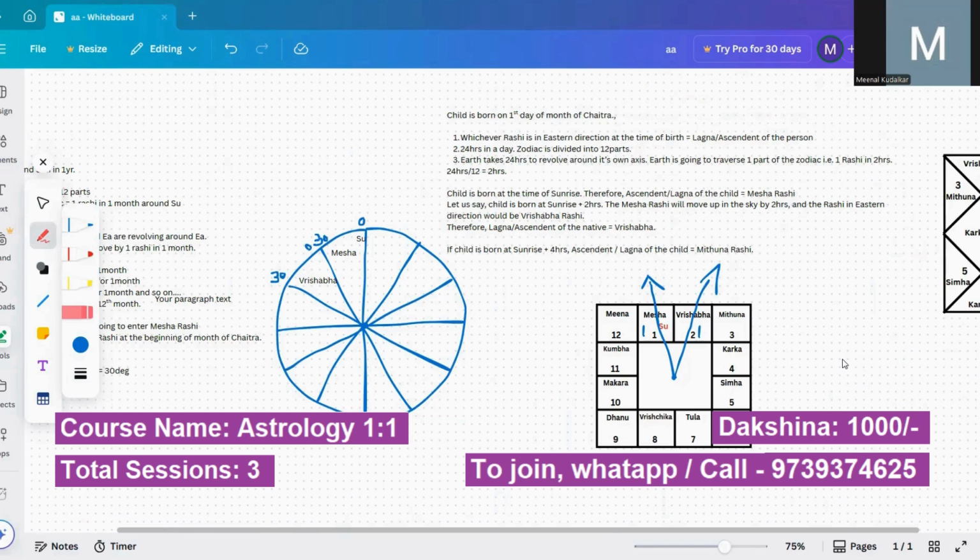So at least conceptually, if you have understood how to find the lagna or ascendant of the native, that much you understand in today's class. In the next class we will revise this once again quickly, and we will see how the same thing is reflected in the North Indian chart. Now it is only about the representation difference between the South Indian and North Indian chart.